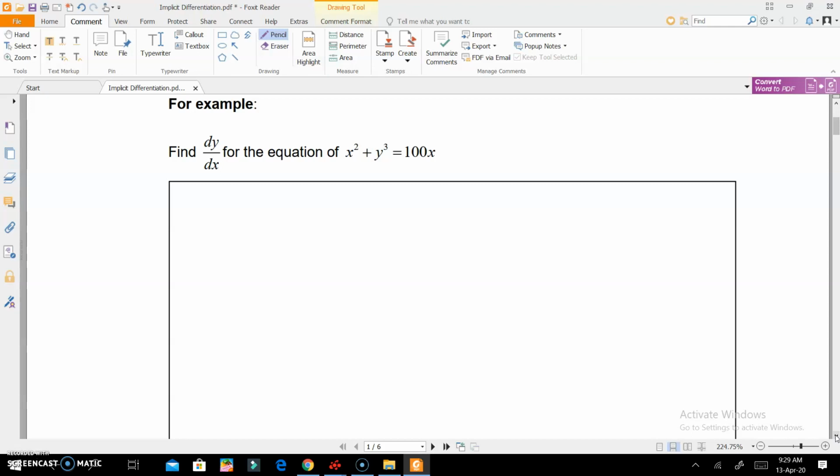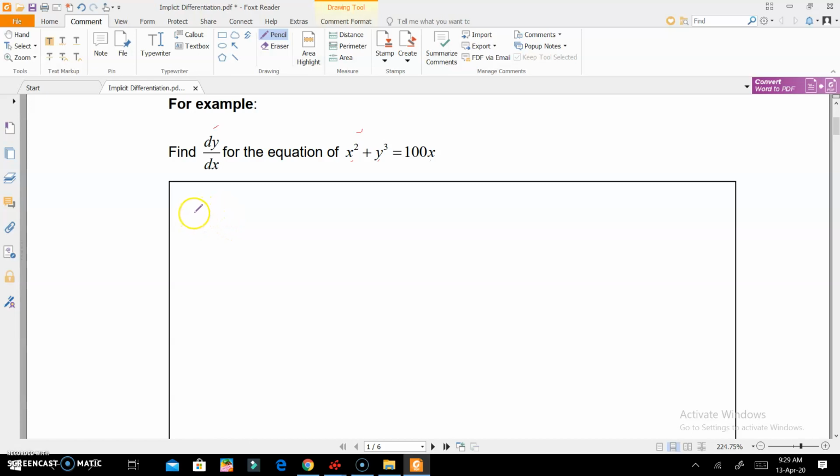Let's say the first example here asks you to calculate the differentiation for the equation x squared plus y cubed equals 100x. If you see here, we have two variables, variable x and also variable y, in one equation. Also, you have another variable x. So basically what we are going to use here is the implicit differentiation method.